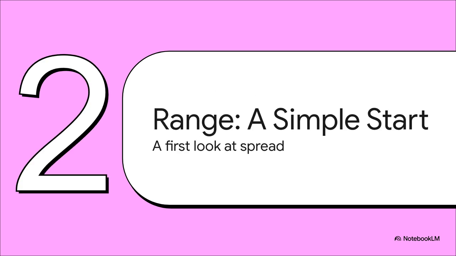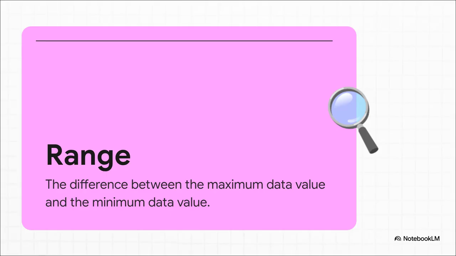So, how do we actually start measuring this spread? Let's begin with the most intuitive, most straightforward tool we have in our kit, the range. It's a great place to start. And the formula? It couldn't be simpler. You just find the highest value in your data, find the lowest value, and subtract the two. That's it. This gives you a really quick snapshot of the total spread from one end to the other.